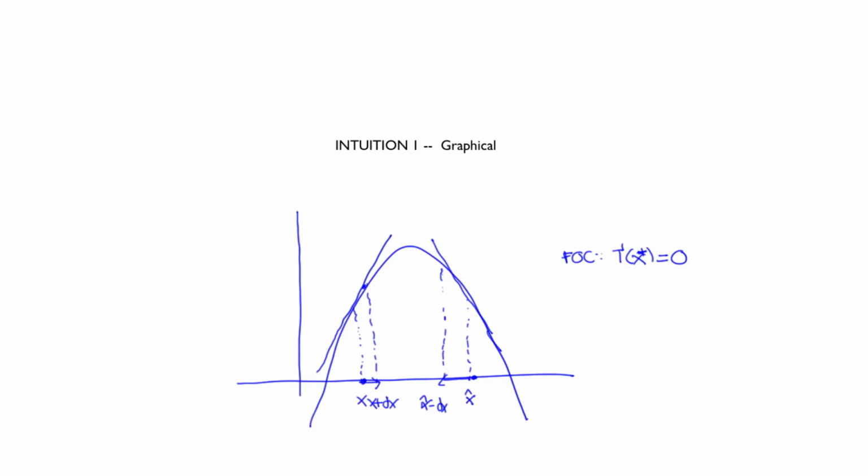Now, it's very easy to see that the only point at which you cannot play this trick of improving the value of the objective function by changing the value of x is a point like x star at which the slope is 0. Because if you move locally either to the left or to the right, the value of the objective function would not change. This provides an intuition for why the first order conditions have to satisfy this property at a local maximum.